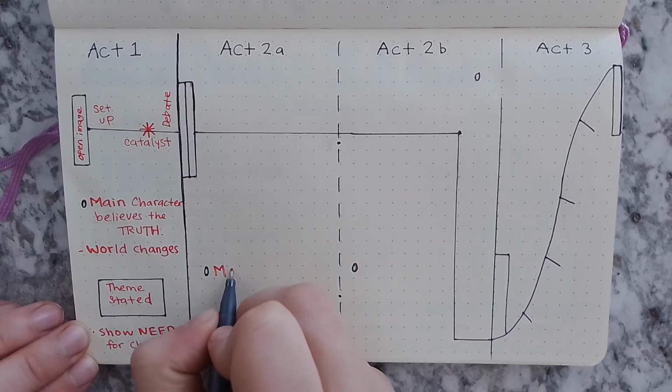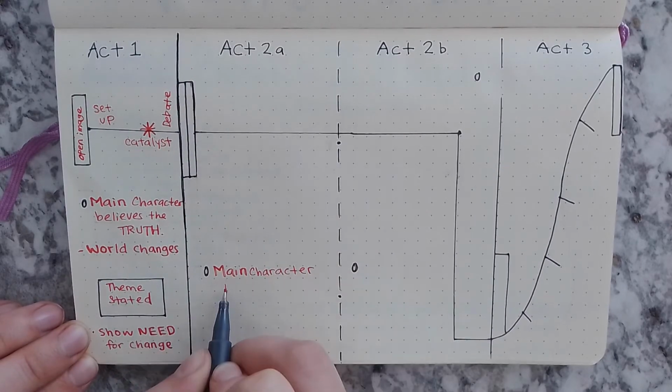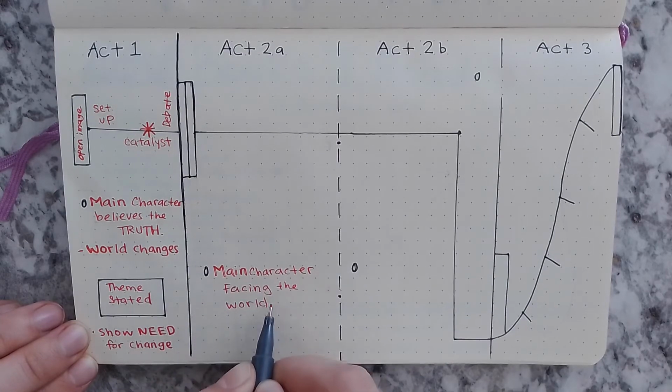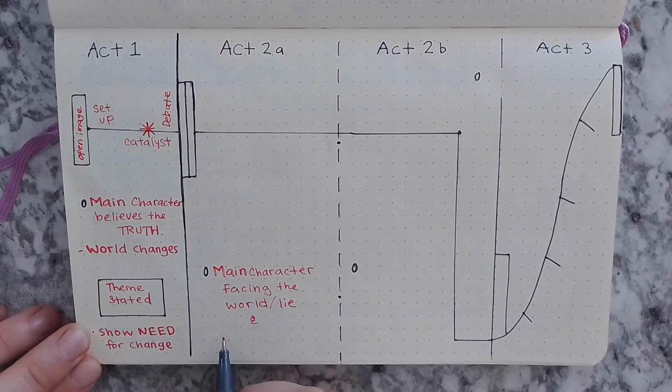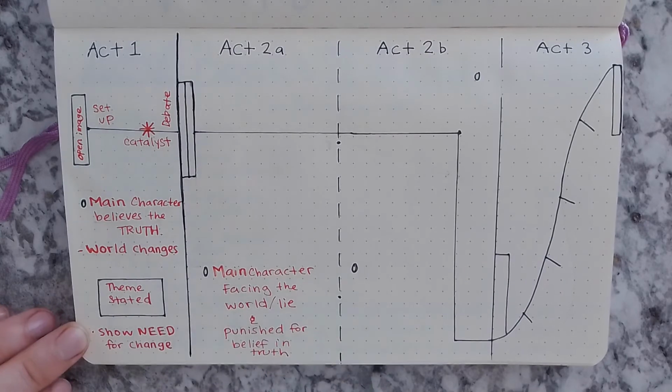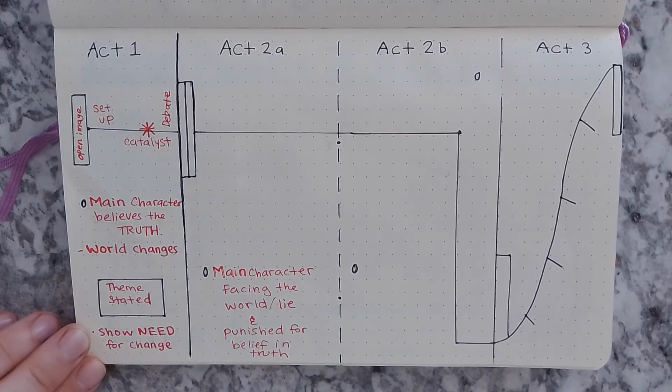In a flat character arc, Act 2 is all about the main character facing the world and their broken viewpoints. They are strong throughout the book in their correct viewpoint, but they are challenged in every way imaginable. During Act 2, the main character should be punished again and again for their steadfast belief in the truth when everyone else believes the lie. Despite the punishment, they need to stick with their original belief.